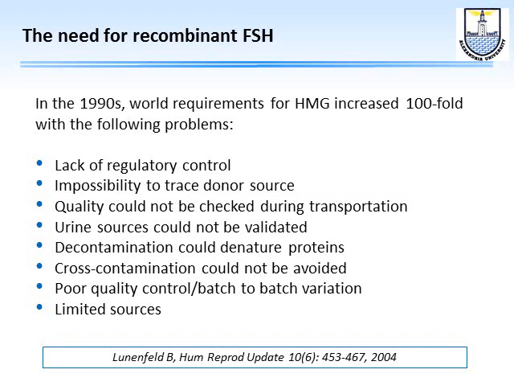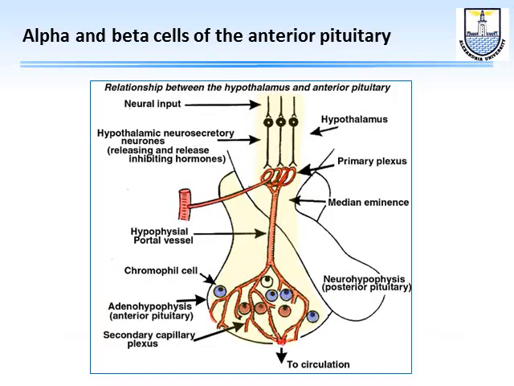And there were different problems. Again, as you can see, there were limited sources, the lack of regulatory control, and of course, as we said, cross-contamination could not be avoided, and many more. So all these reasons led the drug companies to start looking for another method of manufacturing the FSH. And the response was in recombinant technology.